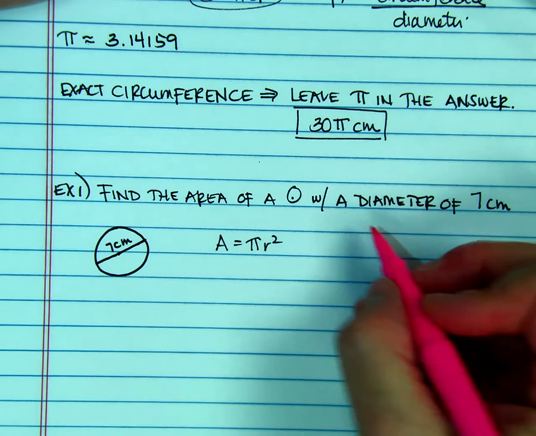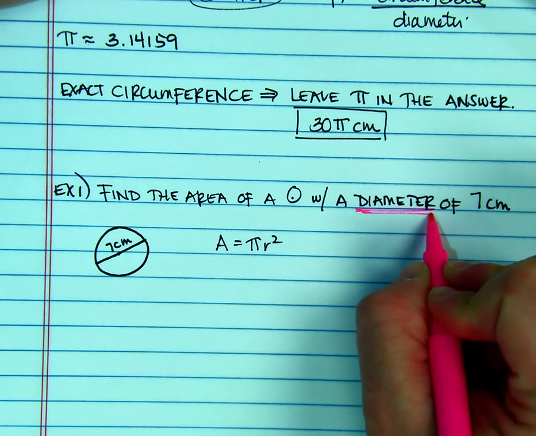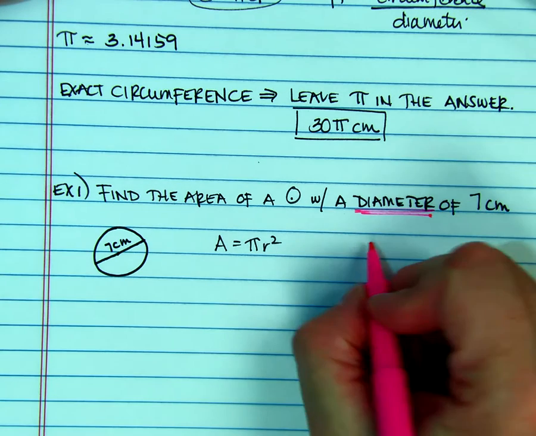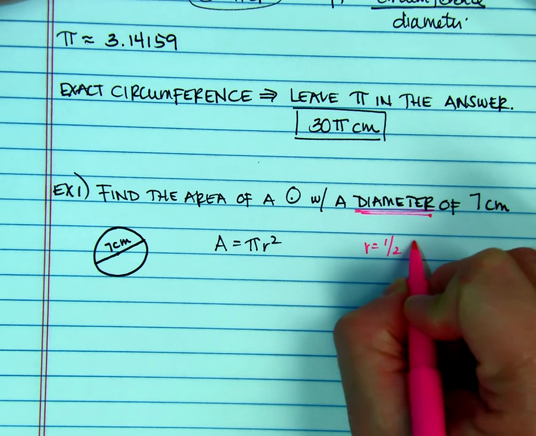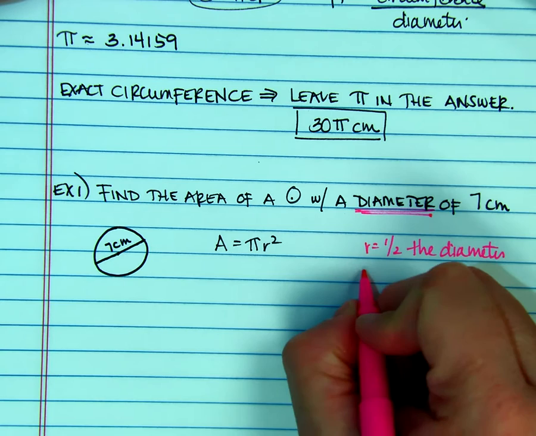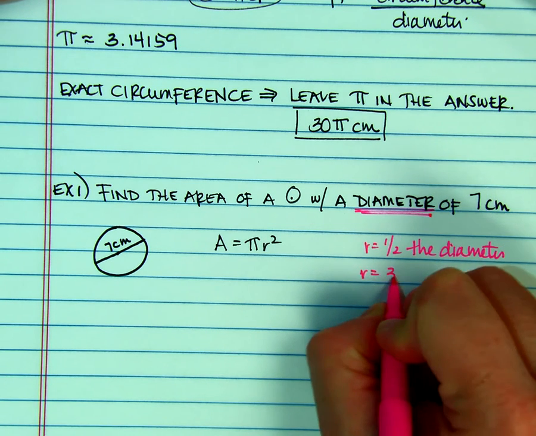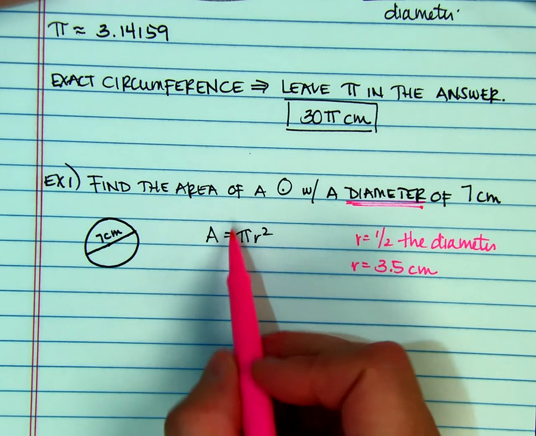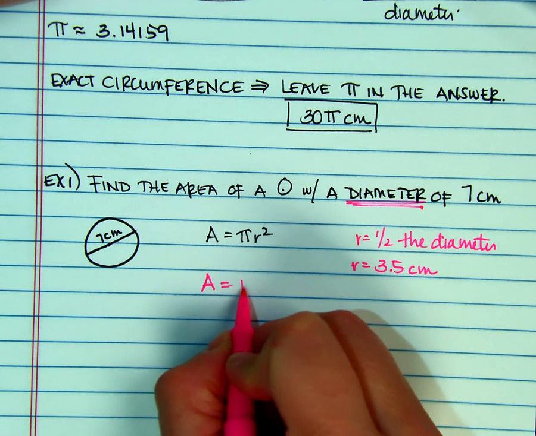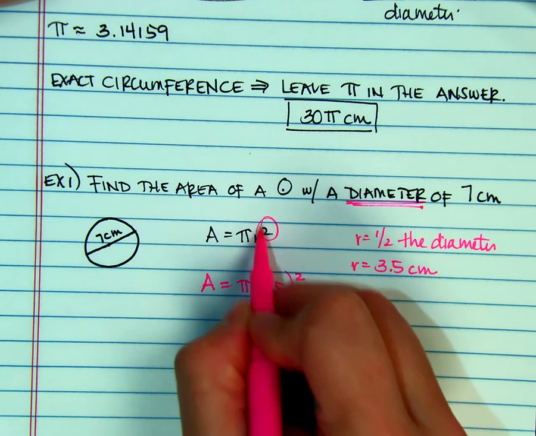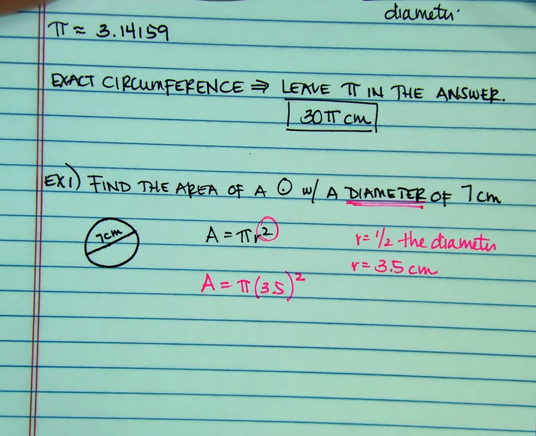And what you also have to recognize is that I'm given the diameter. But in the formula, I need the radius. So you need to know the conversion between a diameter and a radius. So a radius equals half the diameter. So in this case, the radius would be 3.5 centimeters. Because I'm looking for the area, I'm going to go ahead and solve. Area equals pi times 3.5 squared. Do not forget that little squared. And I would type it in exactly like you see it.